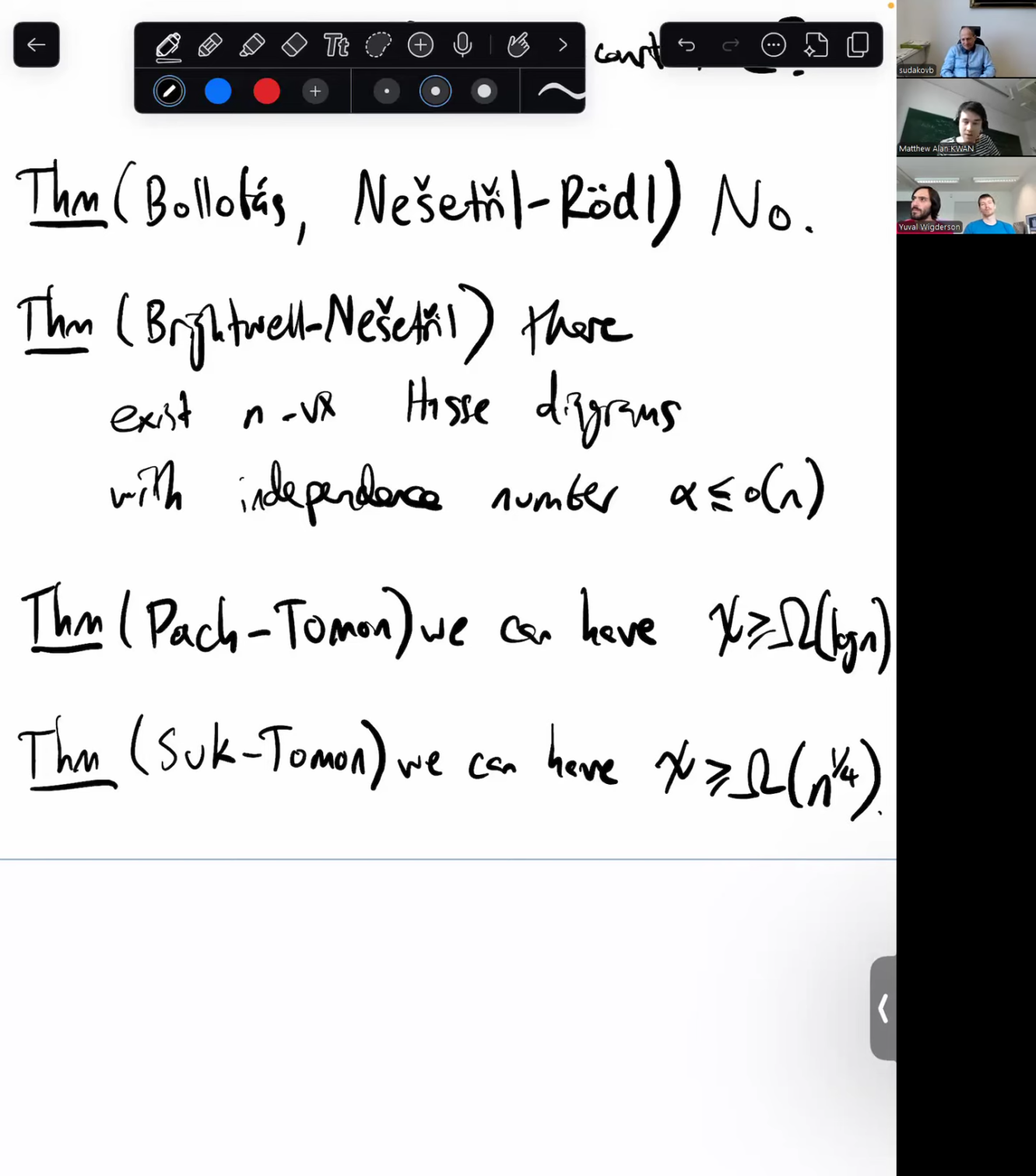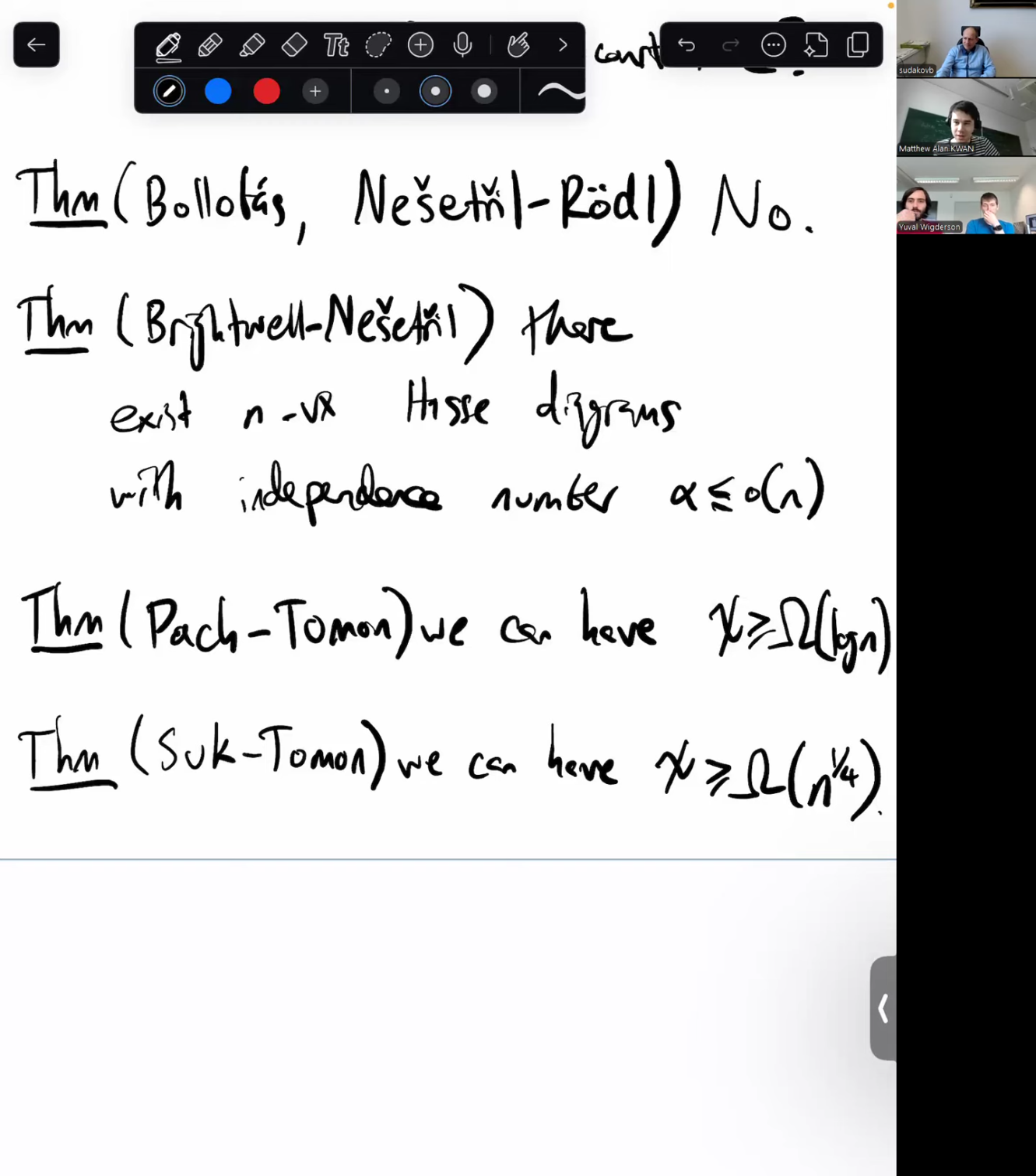So this is currently the state of the art. The answer is between n to the 1/4 and n to the 1/2. And of course, it's still interesting to know what the right exponent is, but we have a pretty good idea that the chromatic number can grow polynomially fast. And this is pretty surprising.